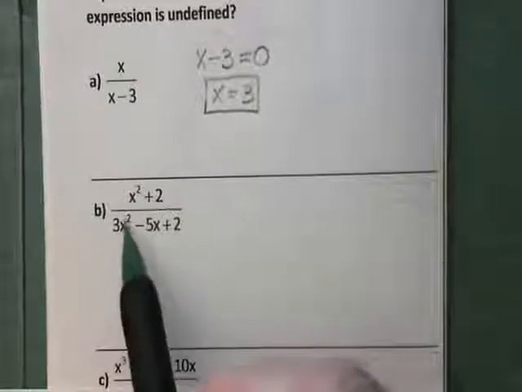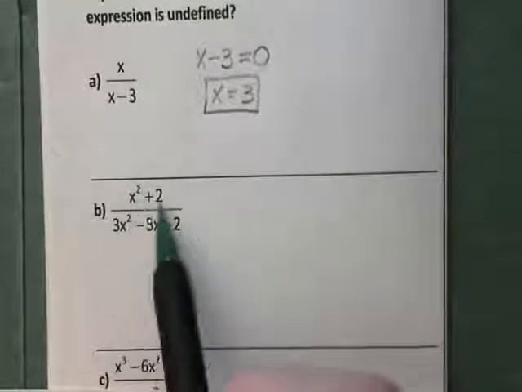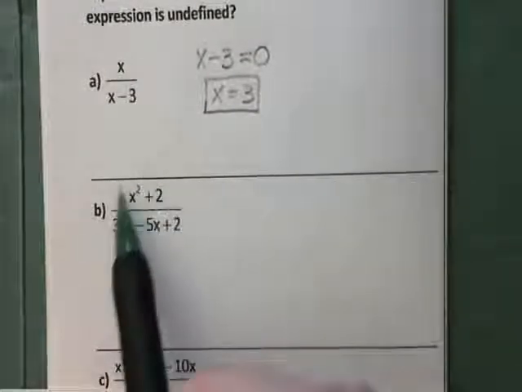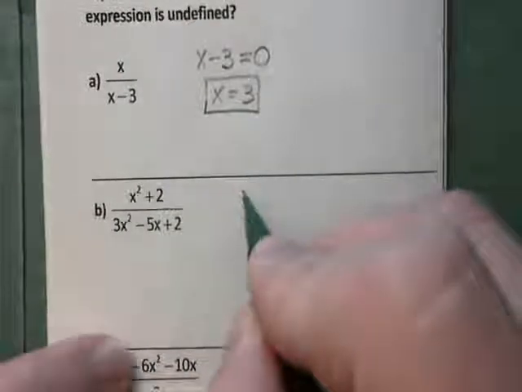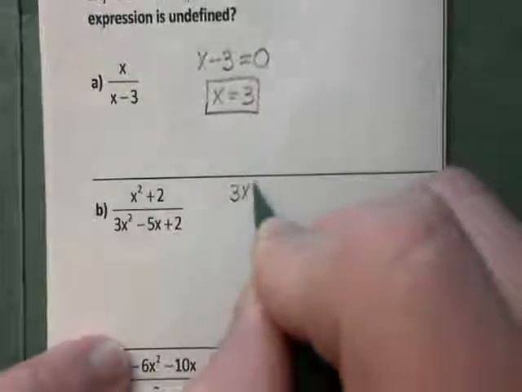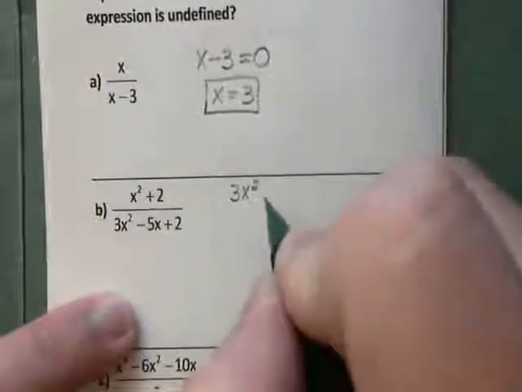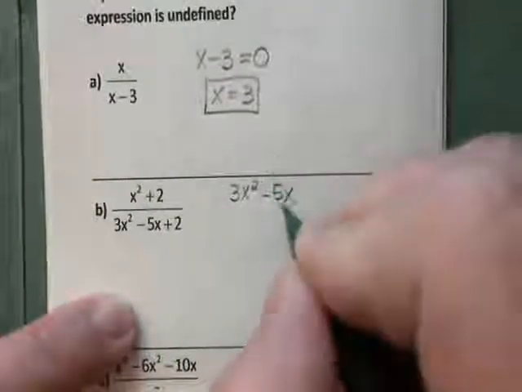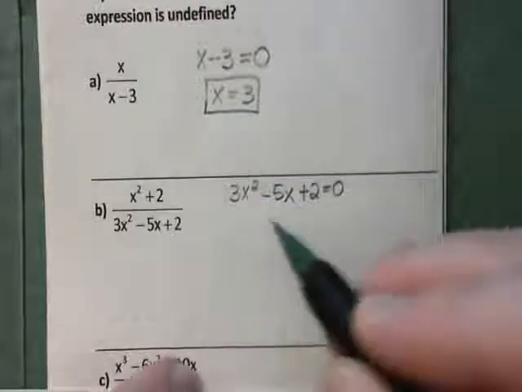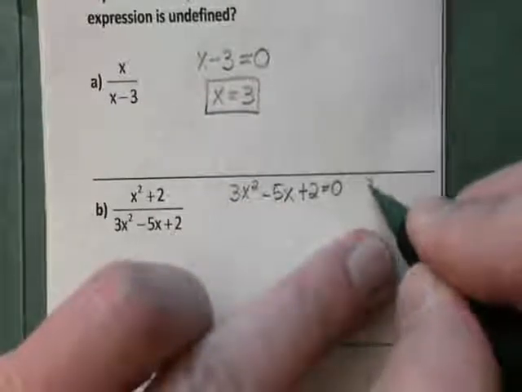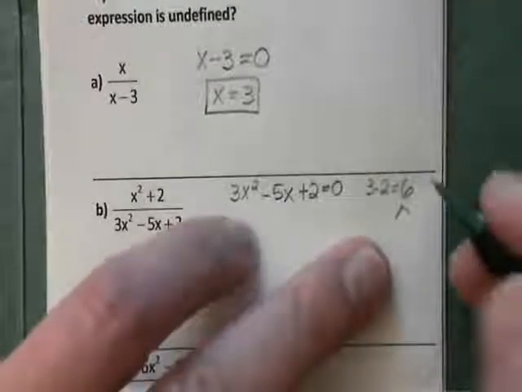Following that, let's go ahead and do letter B. Letter B, I have a denominator, 3x squared minus 5x plus 2. We don't care about the top, because the only thing that can make this undefined is the denominator. And the question is, when will the denominator equal 0? So we're going to come here to the side and write down our denominator. And if you remember, this is a quadratic, so what you do is 3 times 2 is 6. So then we're going to break down 6.